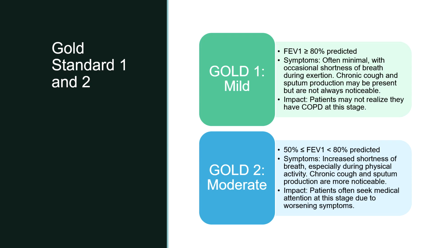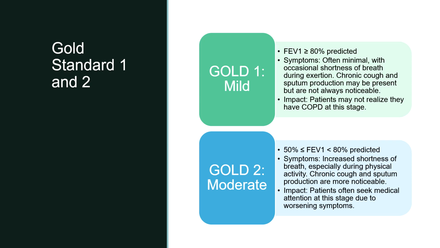So GOLD 1 is mild. It's measured by spirometry. Your FEV1 is greater than 80% predicted. The symptoms are often minimal. But at this point, a lot of patients don't even know they have COPD. Now, when we progress into GOLD 2, that's a whole different story.